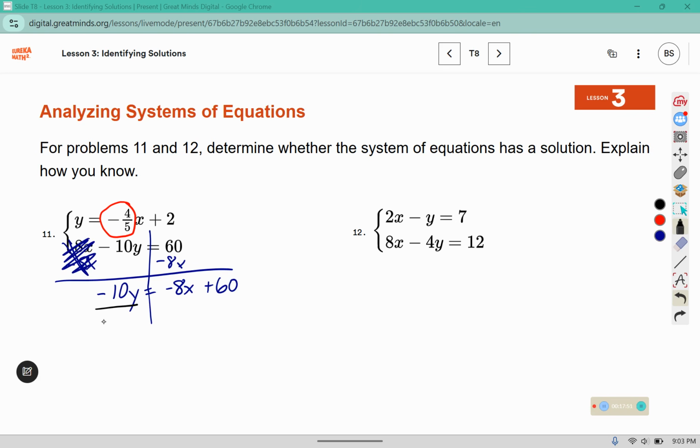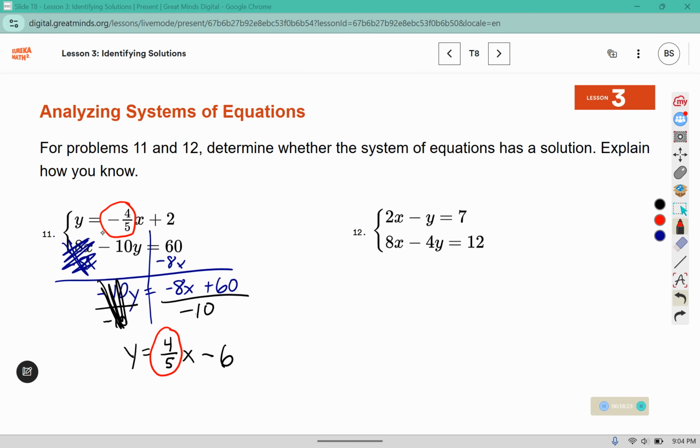Then we need y by itself, so we're going to divide by -10 on both sides. That leaves me with y. -8 divided by -10 is 8/10, and 60 divided by -10 is -6. 8/10 can be reduced. 2 goes into both of those numbers. 2 fits into 8 4 times, and 2 fits into 10 5 times.